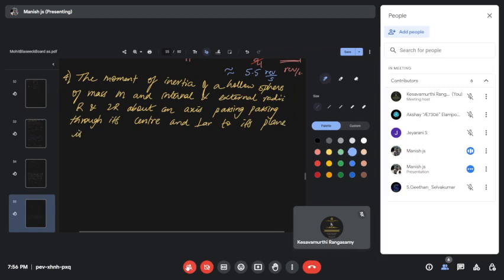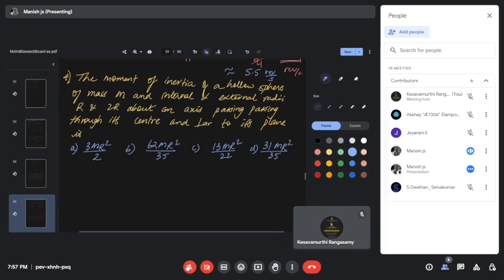So we have the options here. I'm giving you the options. Option A, 3MR square upon 2. Option B, 62MR square upon 35. Option C, 13MR square upon 22. And option D, 31MR square upon 35. Okay, so these are the four options.